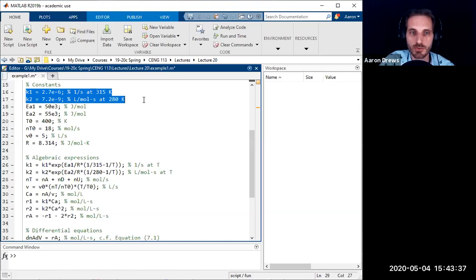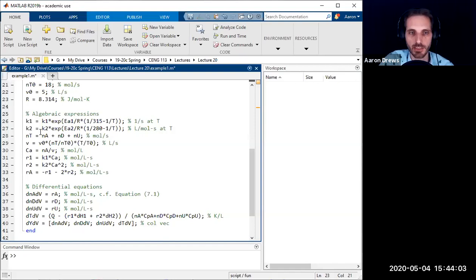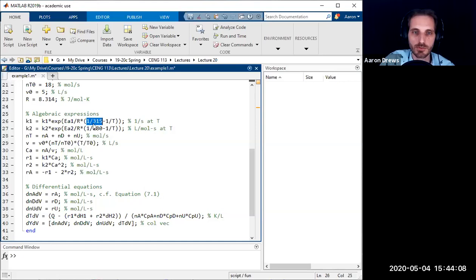So we definitely need our two reference conditions for K, and we know they're at 315 and 280, and their activation energies, all of which were given in the problem statement. The constants portion of the script tends to be stuff from the problem statement. And then we've got a couple others, right? Our inlet temperature, our inlet molar flow rate, it's pure A, so the total is just A. The volumetric flow rate is 5, and I defined a gas constant. And then my algebraic expressions, I adjusted both K1 and K2 for temperature, and notice that I used different reference temperatures, right? Because we knew the two different Ks at two different reference temperatures.